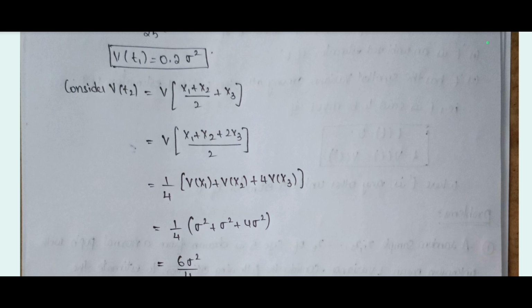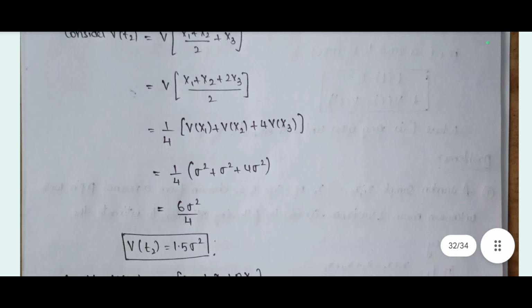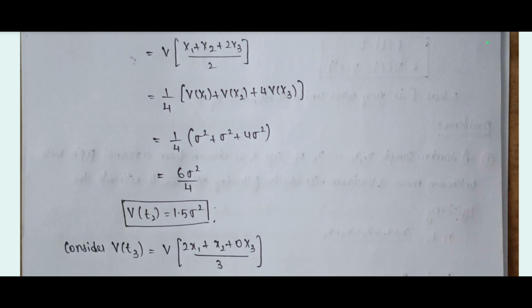Variance of x1, variance of x2, but here the 2x3 will get the square, that is 4 variance of x3. So variance of any constant will become the square. So 1 divided by 4 of this 6 sigma square, 6 sigma square divided by 4, you will get the value as 1.5 sigma square. So this is the variance of t2, the second estimator.